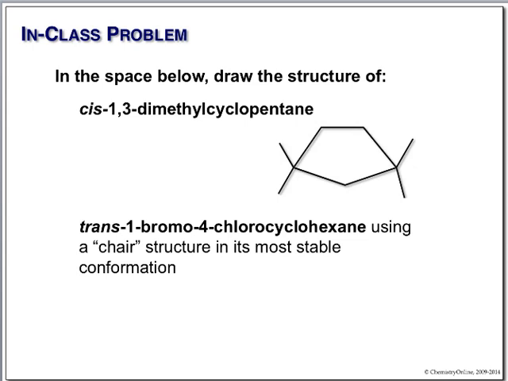These are our carbons 1 and 3. We want cis methyl groups, so they either both have to be up or down. We start off like that. Then our other methyl group must be up also.